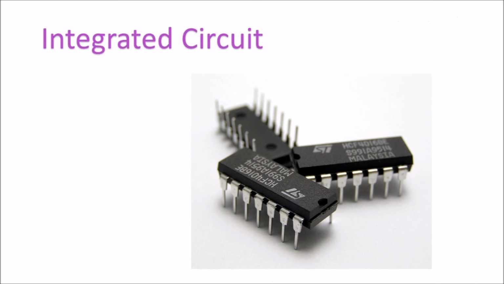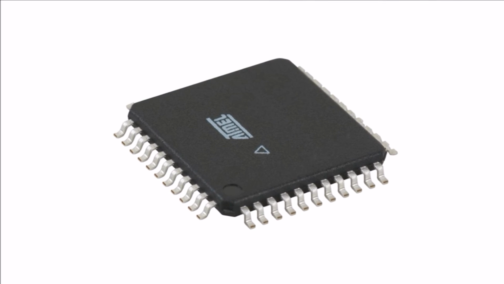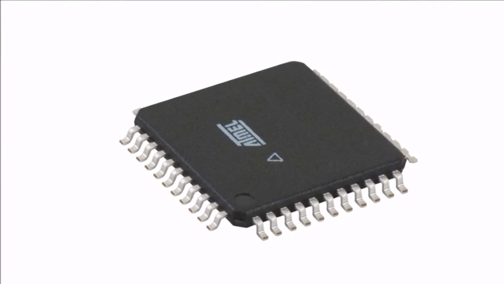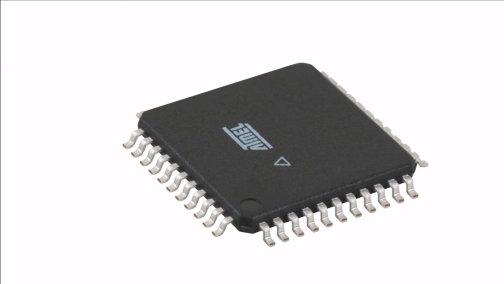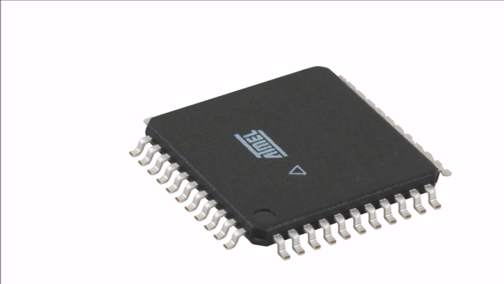Integrated circuit. An integrated circuit, IC, consists of many basic electronic components. It's nothing mysterious or magical. It's just an electronic circuit that has been shrunk to fit inside a chip. It could be an amplifier, it could be a microprocessor, it could be a USB to serial converter. It could be anything. To figure out what a specific IC does, you can read its datasheet.